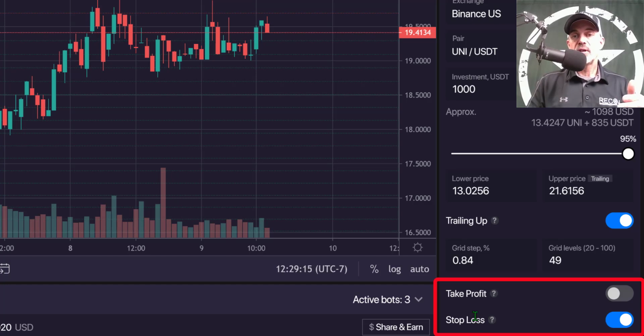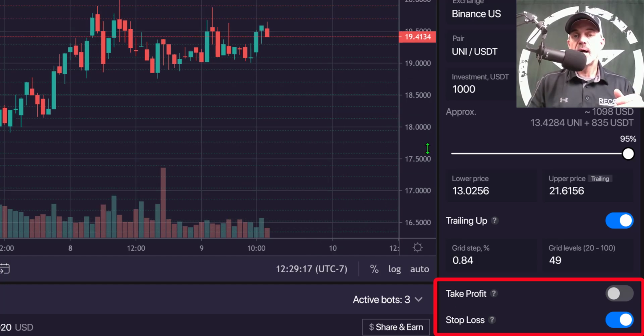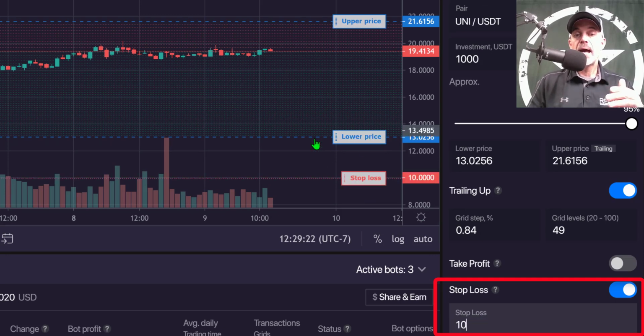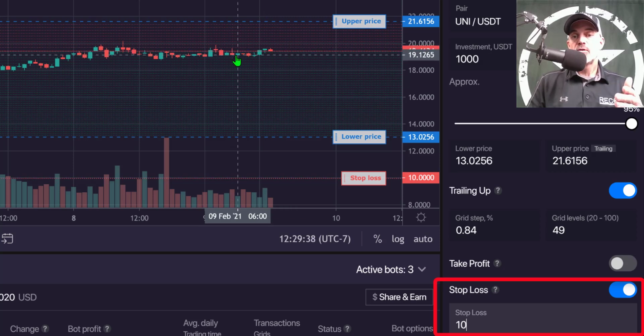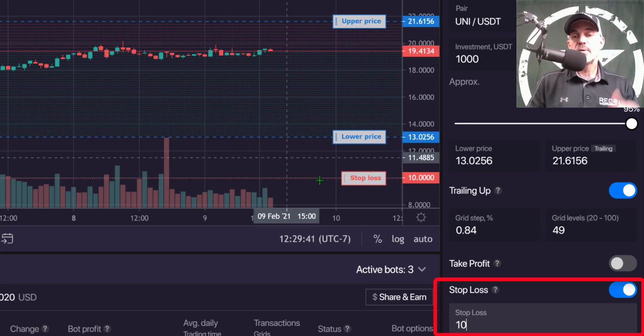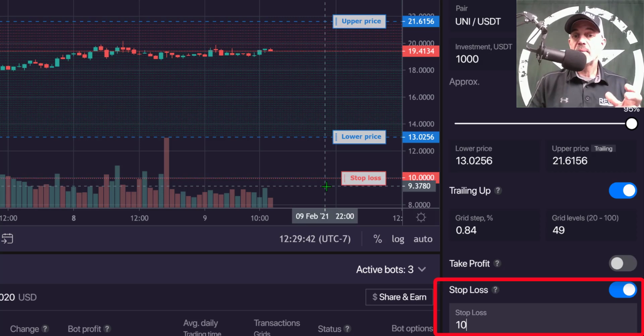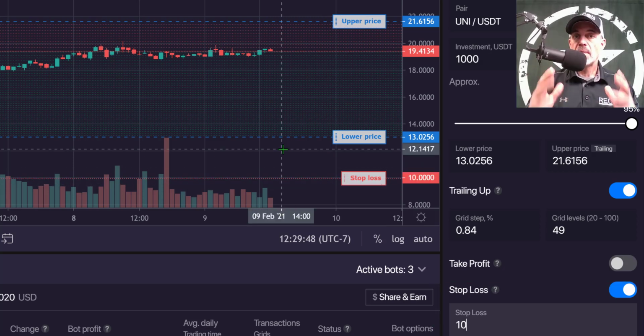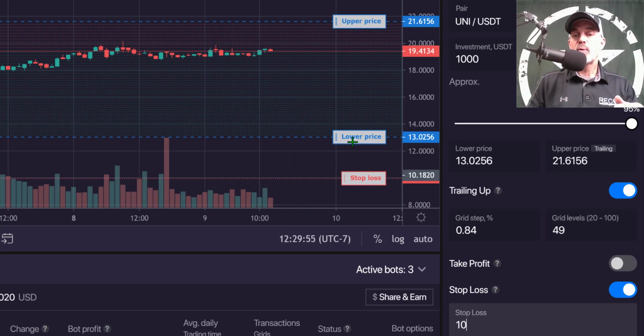And so on this particular bot, I would actually set up a stop loss around 10. Now that's a pretty big gap there. But again, I'm extremely bullish on Uniswap. So unless we start crashing below 10, that would be a red flag to me. And that would be a time to get out, regroup, and make a new battle plan. And so that's why I would deploy my stop loss at 10%.